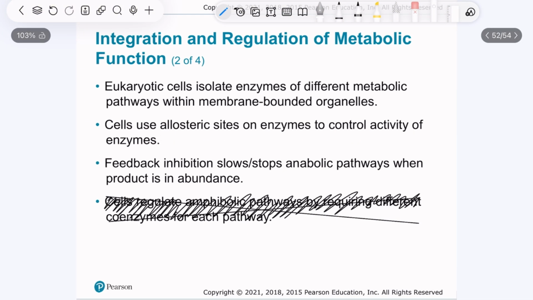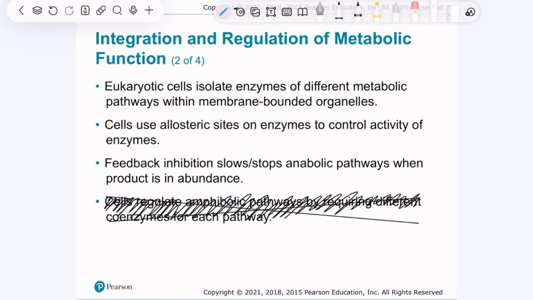Eukaryotic cells isolate enzymes of different metabolic pathways within membrane-bound organelles. So in eukaryotic cells, enzymes for different pathways are compartmentalized in organelles like the mitochondria or the endoplasmic reticulum, ensuring efficient regulation and separation of processes. Cells use allosteric sites on enzymes to control activity. So this means that cells regulate enzyme function by using allosteric sites, where molecules bind to either activate or inhibit the enzyme activity without binding to the active site.